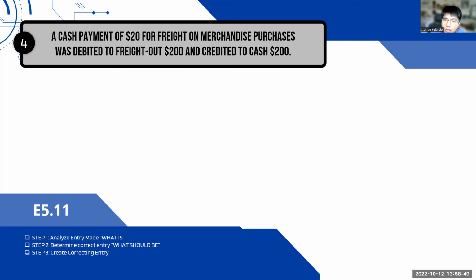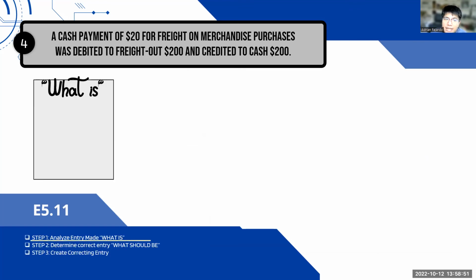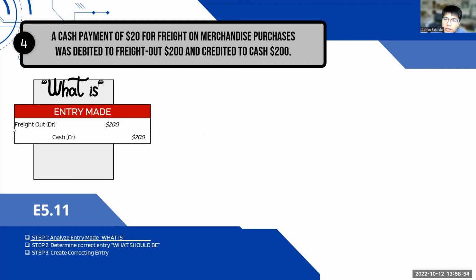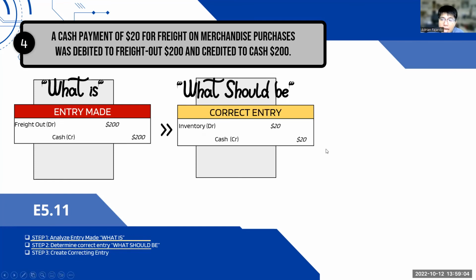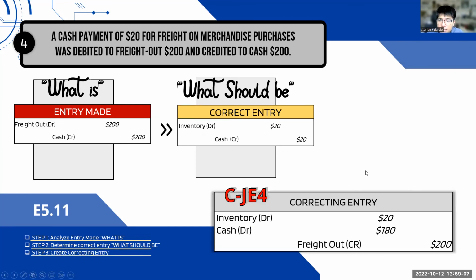So now we're at the end portion or the last error. So cash payment of 20. So basically, they debited freight out and credited cash for 200. Now, the correct entry should have been debit inventory for 20 lang. Credit cash. And therefore, to correct this, we debit inventory of 20, credit cash of 180 because right now we subtracted cash of 200 when in fact it should have been a deduction of 20 only. So we debit back 180 and then we derecognize this wrong freight out account. So credit freight out of 200.